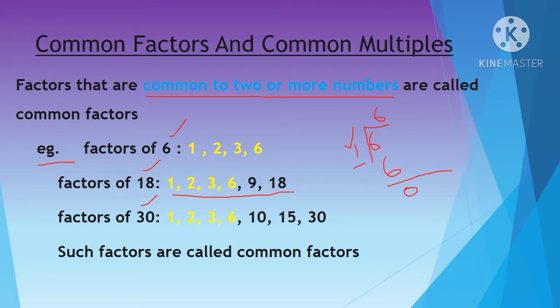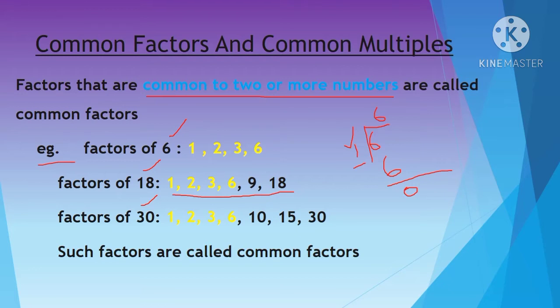So from these numbers, what are the numbers you have common, children? I have given in yellow color. Okay. So for 6, 1, 2, 3, 6 are the factors. Now look at the 18, children. You have more factors, right? Can you see here? 1, 2, 3, 6, 9, 18. Can you see here, children?